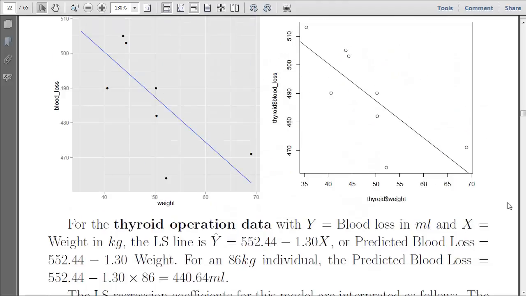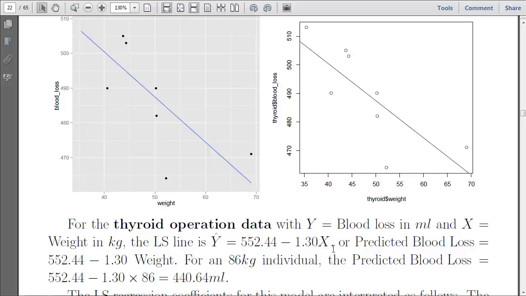All right, let's interpret this regression line. So our fitted line is y hat. The hat means that we're making predictions for y. And for a given value of x, it's 552. So the blood loss is 552 minus 1.3x. So for each kilogram of weight of the patient, we predict that there'll be a 1.3 decrease in the milliliters of blood loss.